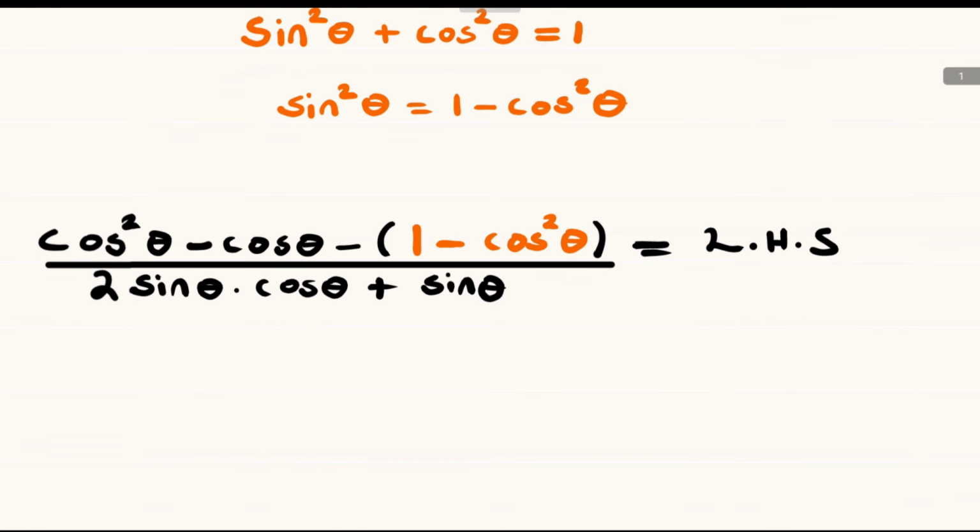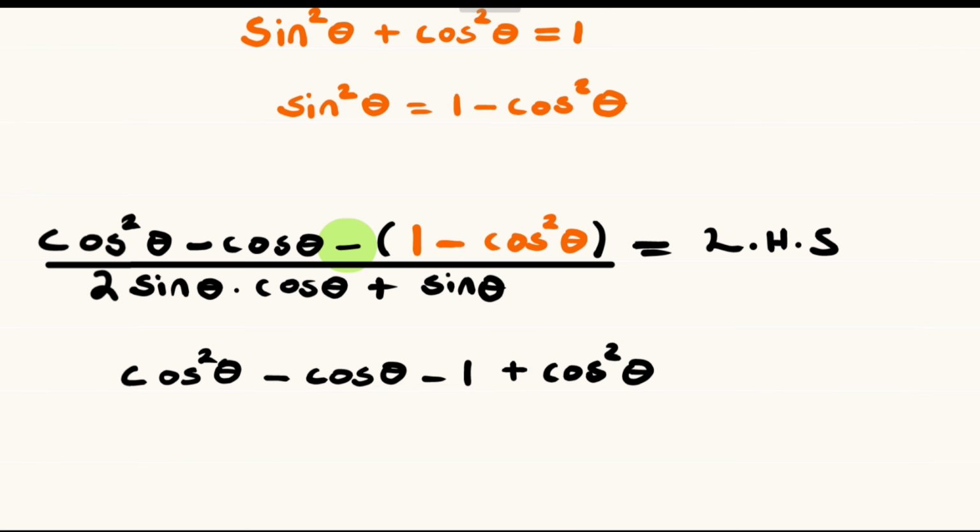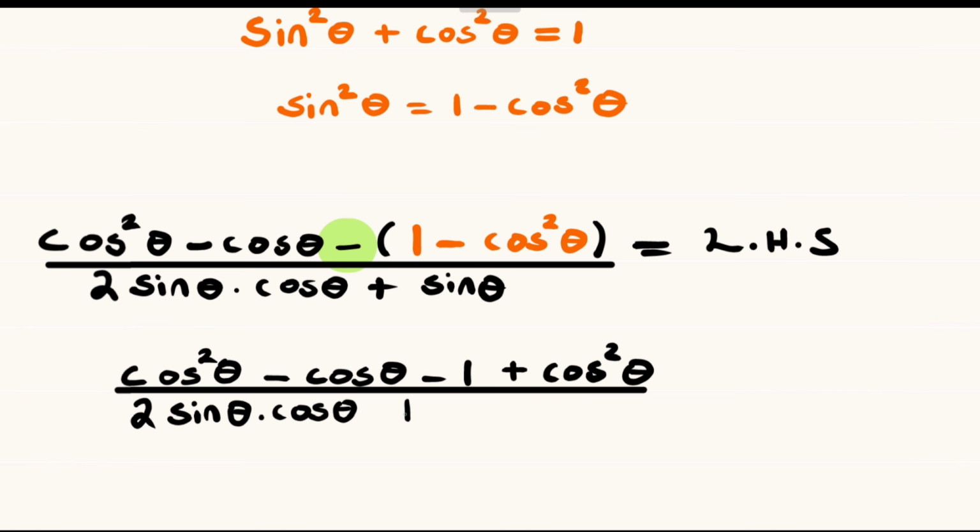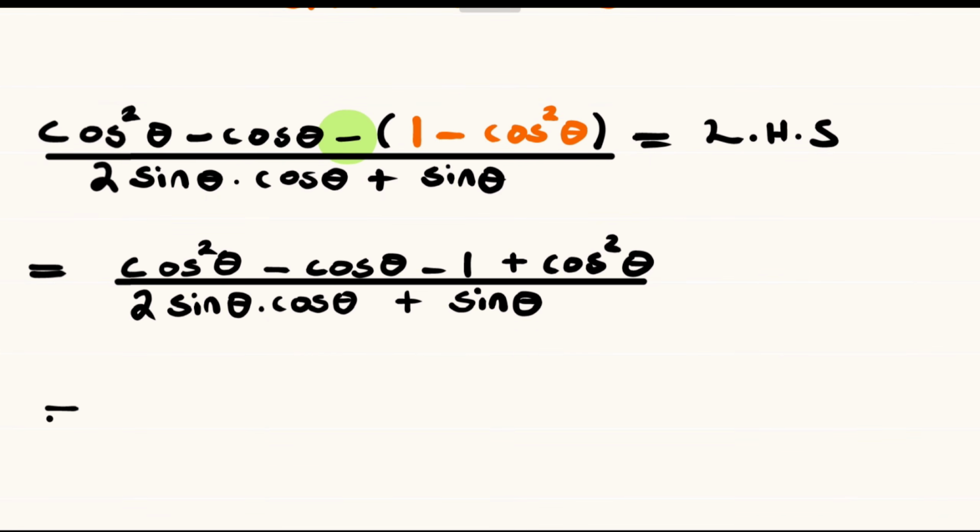So we simplify. So we have cos squared theta minus cos theta. We distribute that negative, and negative multiplied by 1 is negative 1. Negative by negative will be positive cos squared theta divided by the 2 sin theta multiplied by cos theta plus sin theta. Okay, let's put that equal sign, and this will be equal.